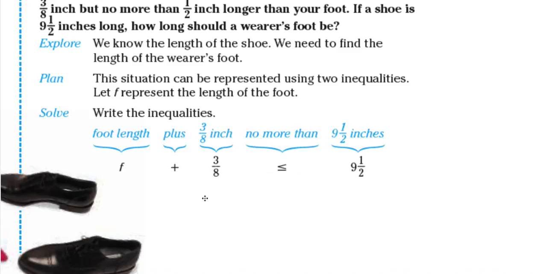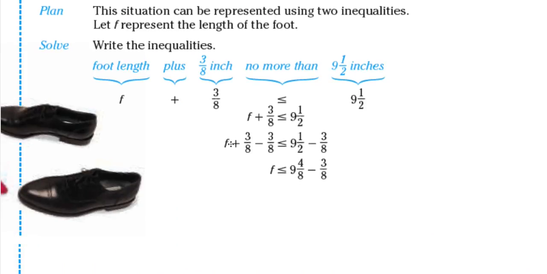Solving this inequality, we subtract 3/8 from each side of the inequality and end up with F is less than or equal to 9 4/8 minus 3/8. Like fractions, so you simply subtract 4 minus 3, which gives you 1/8. F is less than or equal to 9 1/8. That is our first inequality.